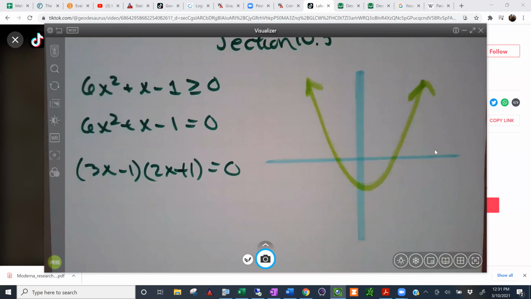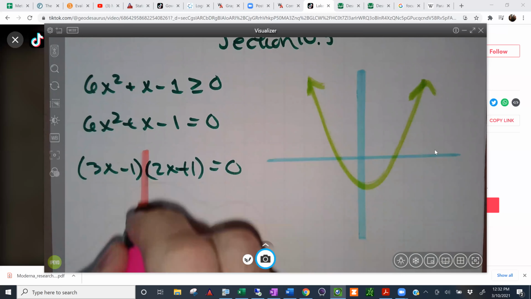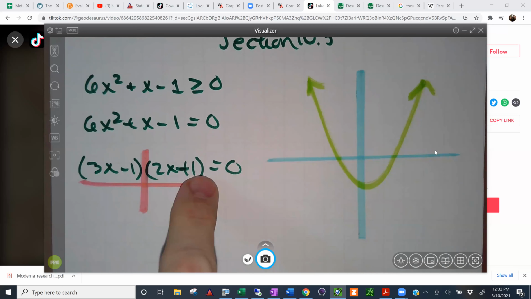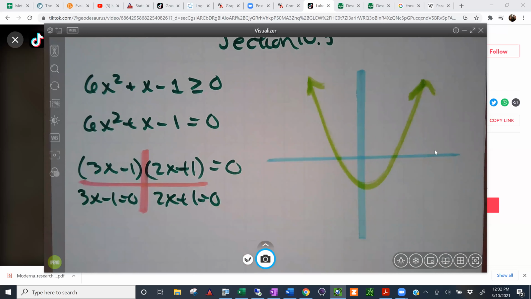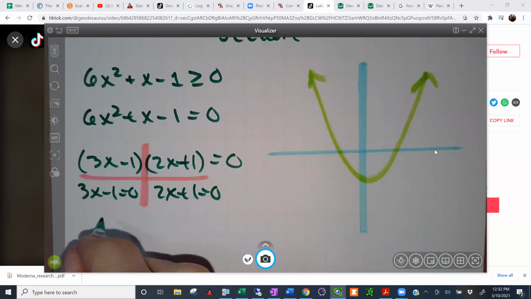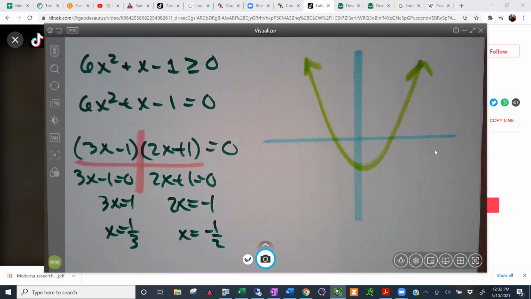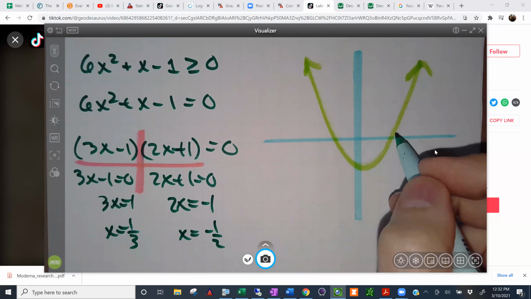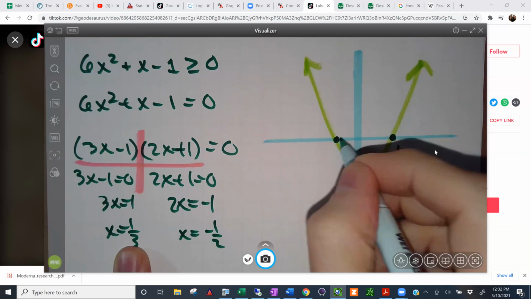Now that gives us a couple places where this graph would cross the x-axis. So I've got this times this equals 0. So that means either 3x minus 1 equals 0 or 2x plus 1 equals 0. And when we solve, I get x is 1/3 and x is negative 1/2. So if you look at the graph of our parabola, this has to be the 1/3 and this has to be the negative 1/2.